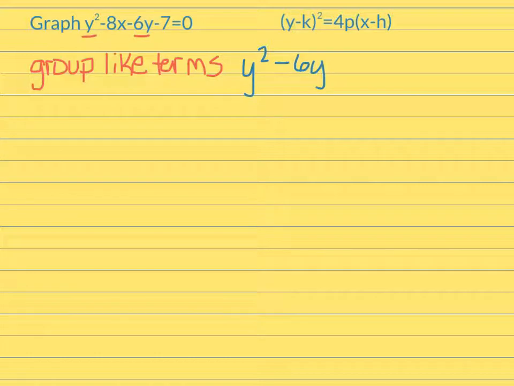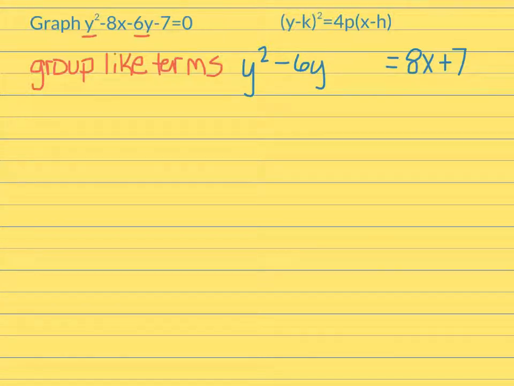And then I'm going to leave a space, and then I'm going to put equals, and I'm going to add 8x to the other side, so equals 8x. And I'm going to add 7 to the other side, so plus 7. Alright, so put the squared part and the like terms on the left, but everything else on the right.